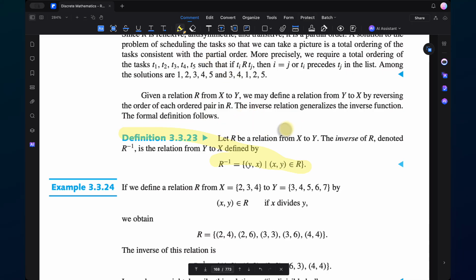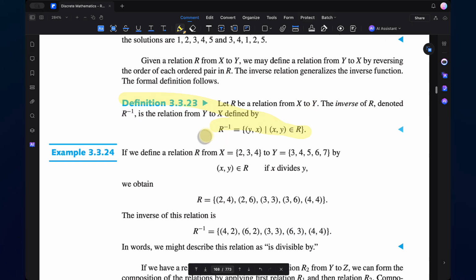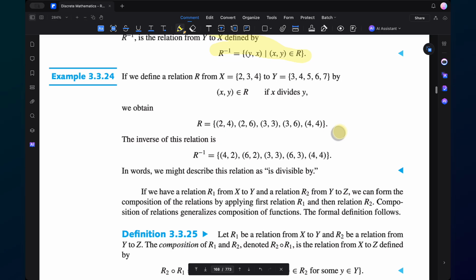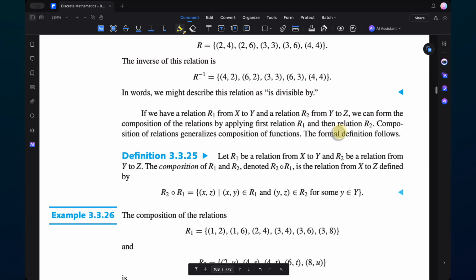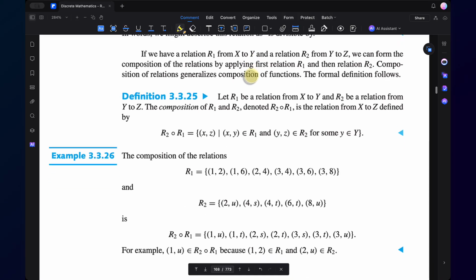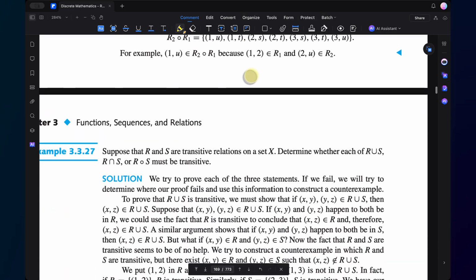Definition: let R be a relation from X to Y. The inverse relation of R, denoted by R inverse, is a relation from Y to X defined by R inverse equal to the set of all (y, x) where (x, y) is in R, okay? So essentially, here's a good example. If you have R, the way you get R inverse is just turn all the elements around, right? (2, 4) becomes (4, 2), (2, 6) becomes (6, 2), et cetera.